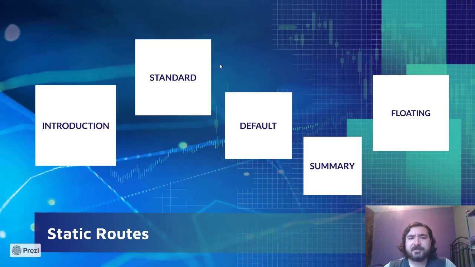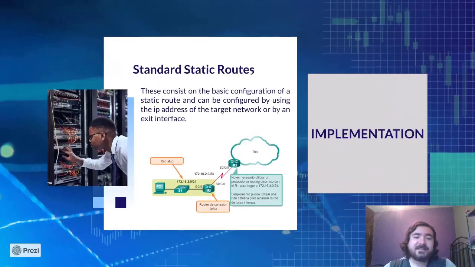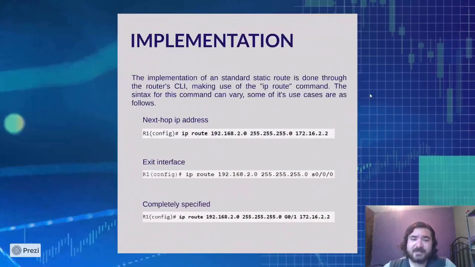The first one that we're going to mention is the standard static route, which is the most basic configuration of any static route. To implement it, what we need to do is to go to the router's command line interface and make use of the IP route command, which has different syntaxes depending on the information we know and how we want to use it.